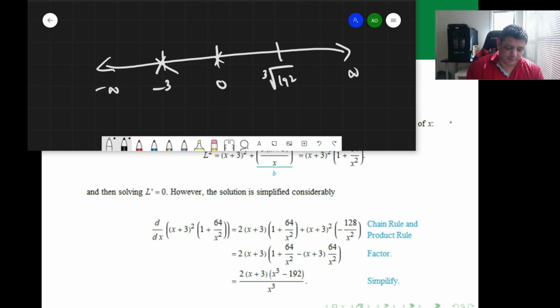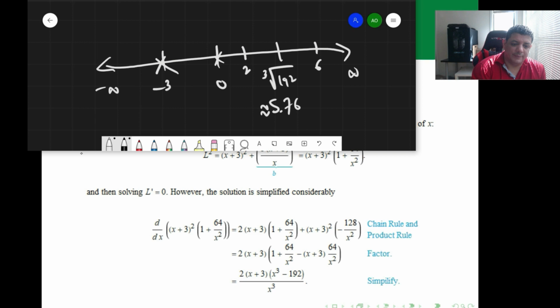So let's take an approximation of how much that is going to be. So we have 192. Cube root is going to be around 5.76. This is more or less that. So if we take some values here and here, we can determine the values of the derivative. So one value here can be 2, and one value here can be 6. We can take those values and plug them in the derivative.